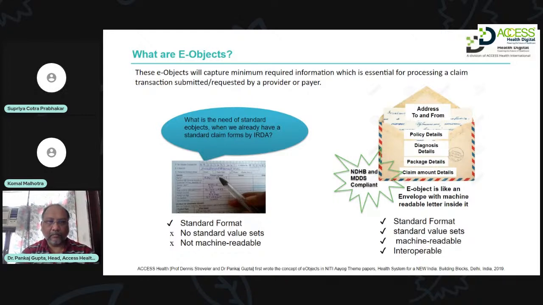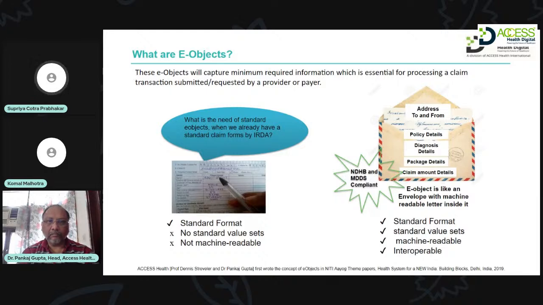But why do we require an e-claim object in the first place? When the IRDA has already prescribed a standardized format for claims to be sent in, why would we still require an e-claim object? When you take a look at the IRDA's format, which is present on the slide at the moment, there is a form that has been standardized in terms of what kind of inputs it can receive. But what it does not have is the standard value set, and it's not machine readable.